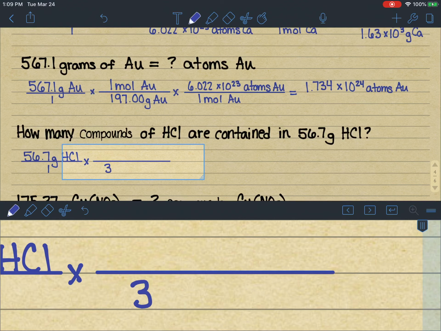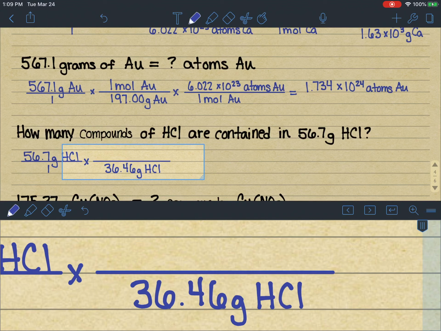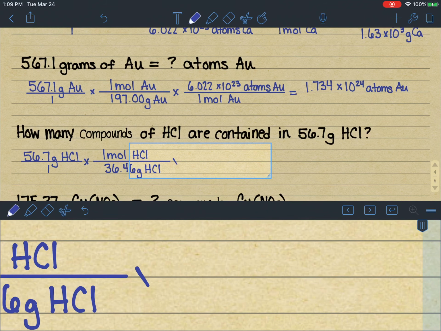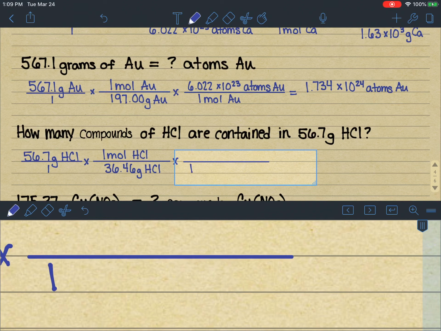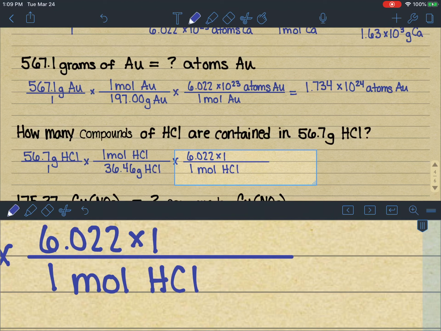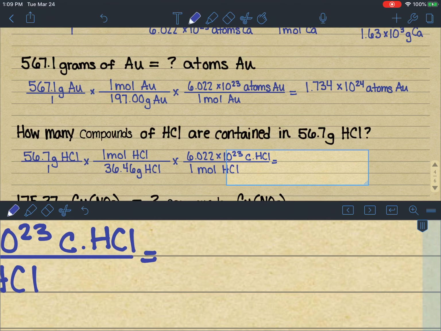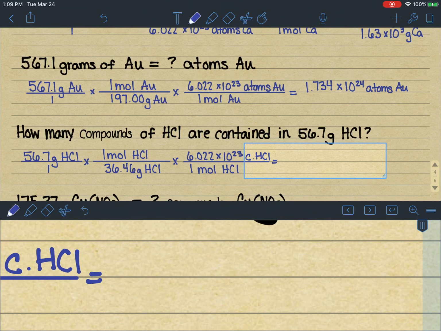So calculating out the molar mass of HCl, I have 36.46 grams in every 1 mole. And now I'm just going to go one more step. And that 1 mole of HCl has 6.022 times 10 to the 23rd compounds. Plugging that into my calculator, I should get an answer of 9.36 times 10 to the 23rd.